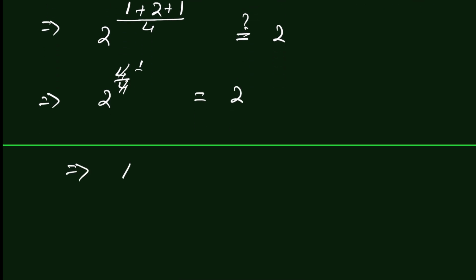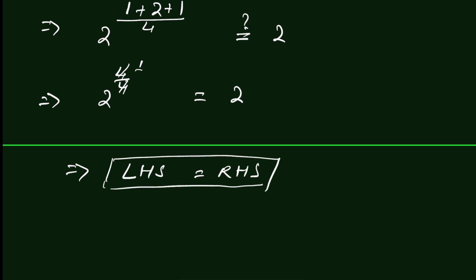Therefore, LHS is equal to RHS. Right hand side is equal to left hand side. Our answer is correct. x is equal to square root of 2.